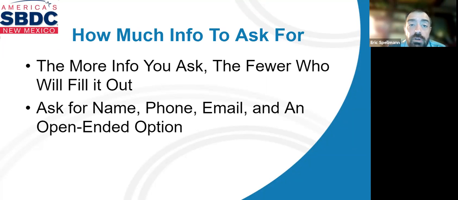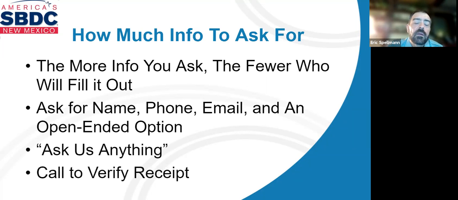So name, phone, email, and then ask us anything. But that's it. You don't need their address. You don't need their title in their company. You don't need any of that. You can get that later. All we need is just the bare minimum necessary to contact. And that's the secret. Because when we ask for the phone or email, then we can reach out and here's what we say. Hey, this is Eric over at so-and-so, you filled out our form and I emailed it out to you, but I want to make sure you got it.